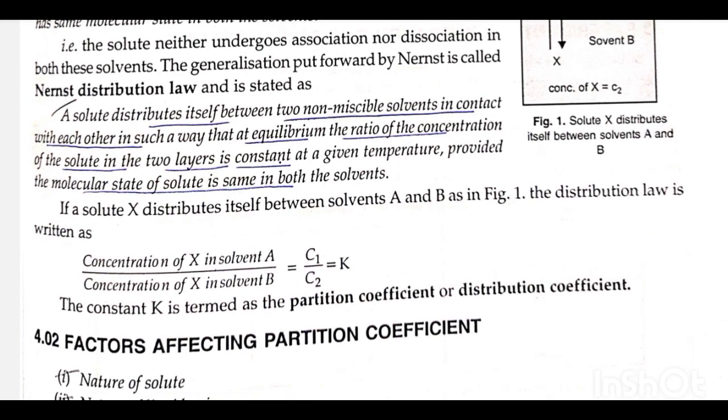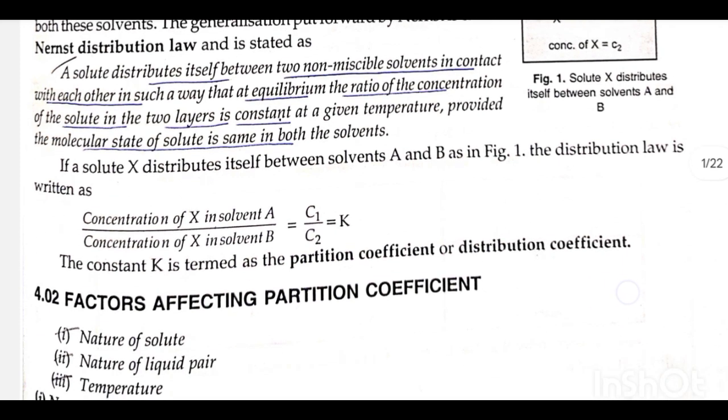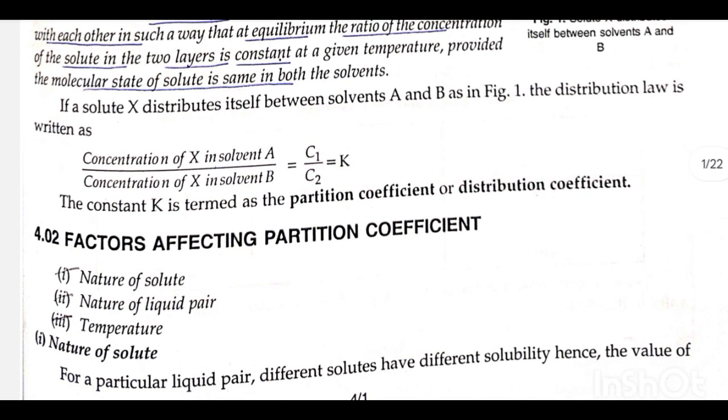The generalization put forward by Nernst is called Nernst distribution law and is stated as: a solute distributes itself between two immiscible solvents in contact with each other in such a way that at equilibrium the ratio of the concentration of the solute in two layers is constant at a given temperature, provided the molecular state of the solute is the same in both the solvents.